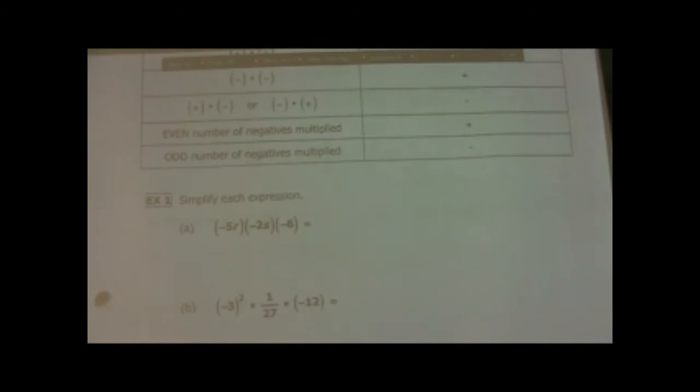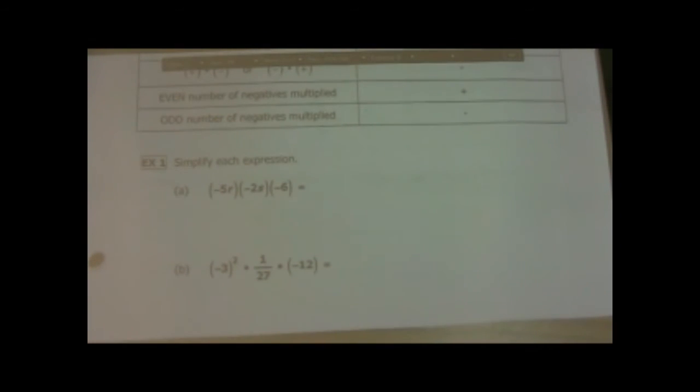So let's do some examples here at the bottom of the page. First of all, in A, is my answer going to be positive or negative? Negative. 3 negatives multiplied together. Odd number gives you a negative. When you are multiplying terms, this is this simple. We're going to take all of our coefficients, we're going to pretend they're positive because we already figured out the sign of our answer, and we're going to multiply those.